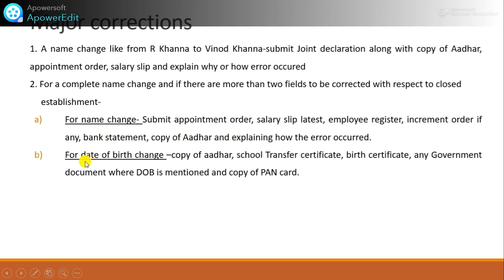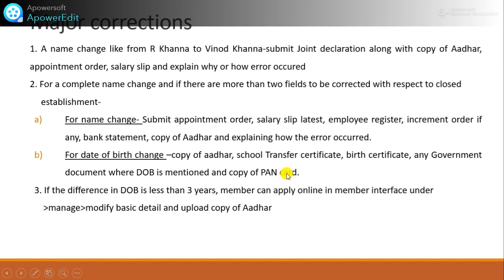If there is a change in the date of birth, then your copy of Aadhaar, school transfer certificate, birth certificate, any government document where the date of birth is mentioned, and your copy of the PAN is also necessary to be attached. In case of date of birth changes, friends, if the difference is less than 3 years, then you can still apply online and it will be considered a minor correction.